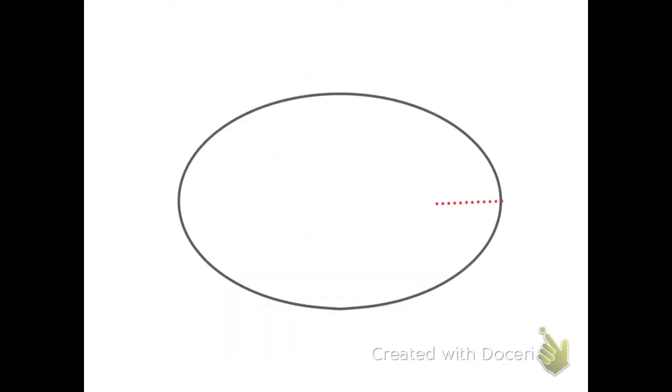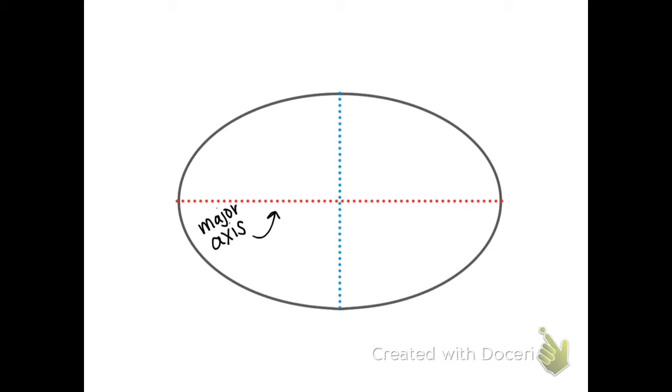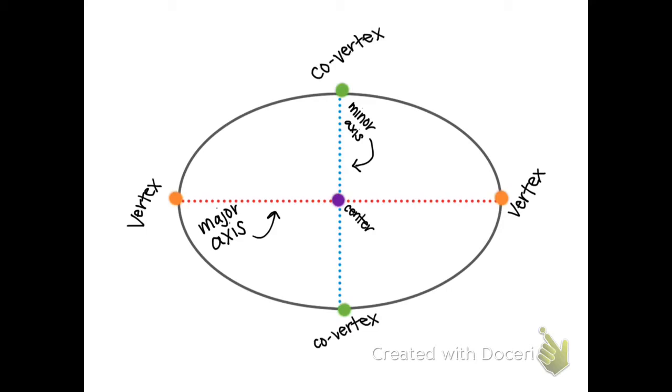Let's look at some more important parts of the ellipse. First is the line along the length of the ellipse through both foci, which we call the major axis. Drawing a line along the width of the ellipse gives us the minor axis. Where the two axes meet, in the middle is, you guessed it, the center. The two points where the major axis intersects the ellipse are the vertex, or we call vertices. And finally, the minor axis intersects with the ellipse to give us the covertex, or covertices.